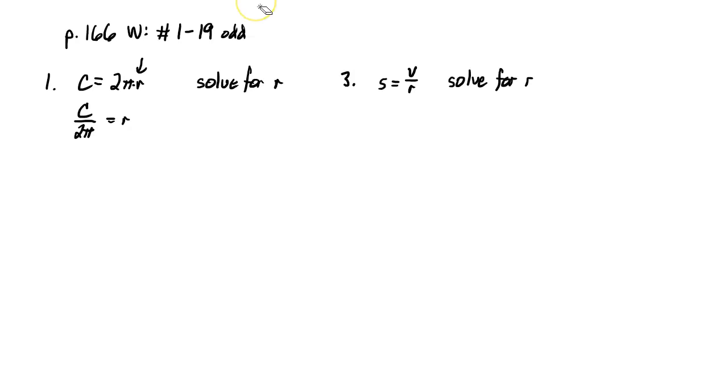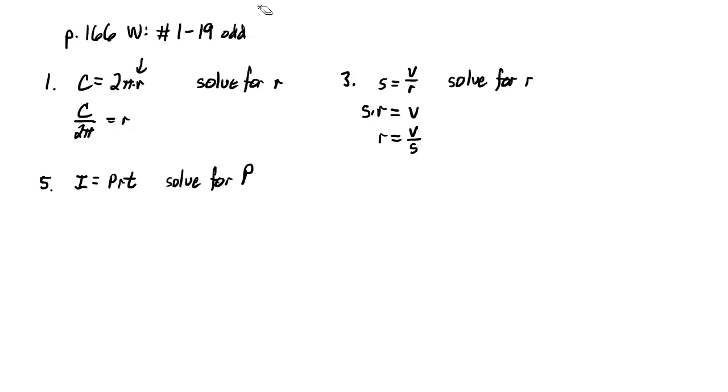Number 3, S equals V divided by R. Solve for R. We had one like this in our notes where the variable we're solving for is trapped in the denominator. So what you do is you multiply by that to move it to the other side of the equals. Let's multiply both sides by R. We get S times R is equal to the letter V. Hey, if we were asked to solve for V, then we've done it. But we're asked to solve for R, so one more step. Divide by S. So we have R is equal to V divided by S.